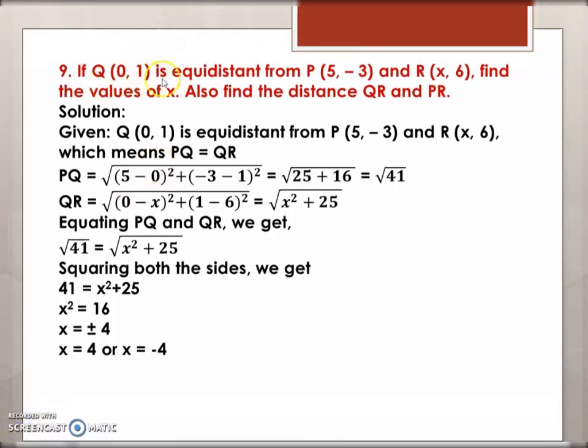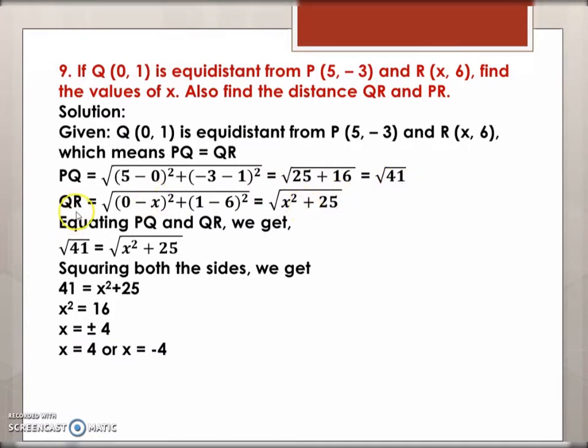If Q(0, 1) is equidistant from P(5, -3) and R(x, 6), then find the values of x. Also find the distances QR and PR. So equidistant means the distance between Q and P and the distance between Q and R are equal. So using the distance formula, you will find PQ and QR. So that is the square root of (5 minus 0) the whole square plus (-3 minus 1) the whole square, and you will get it as root 41. This is the distance PQ.